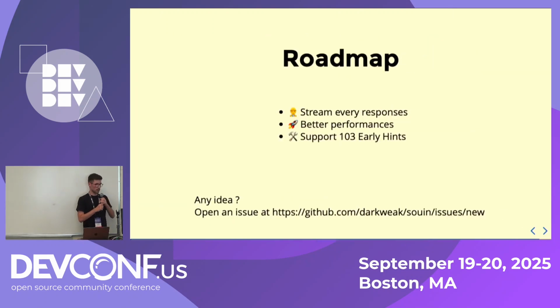So for the future of this project, there are 3 points. So stream every response to reduce the TTFB. That's the first byte to be returned and to be handled by the client. Have better performances and support the early hints status code, because you can say to the user, okay, when you load this page, you'll have to download also the CSS or this JS. And if you have any idea, open an issue.